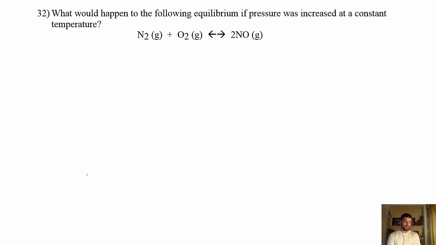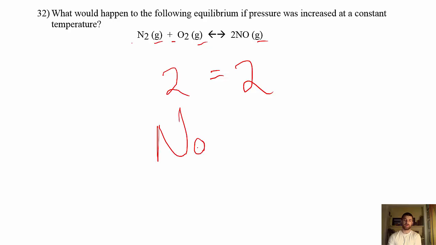32. What would happen to the following equilibrium if pressure was increased at a constant temperature? All right, so we want to look at just gases. Everything in here is a gas. I got 1 and 1, so I got a total of 2 moles of gas on the left side and 2 moles of gas on the right side. So since they're equal, it would have no effect.